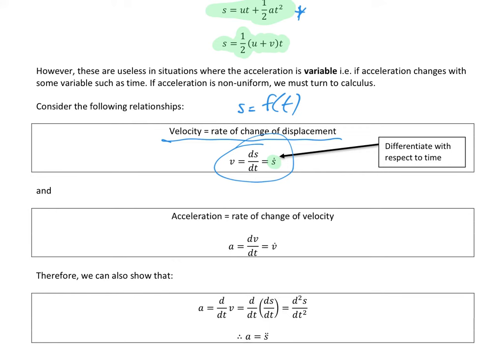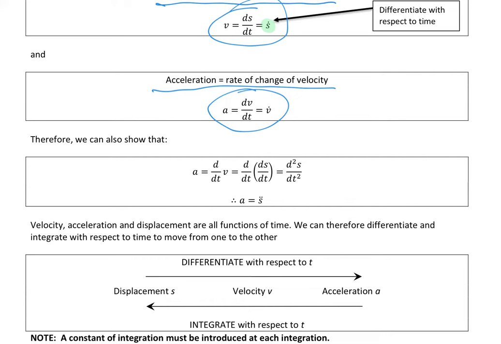Acceleration, we remember, is the rate of change of velocity. So it is dv/dt, which is also v dot. So you could also say that your acceleration is d²s/dt², because to get to your acceleration, you've got to differentiate your s twice.